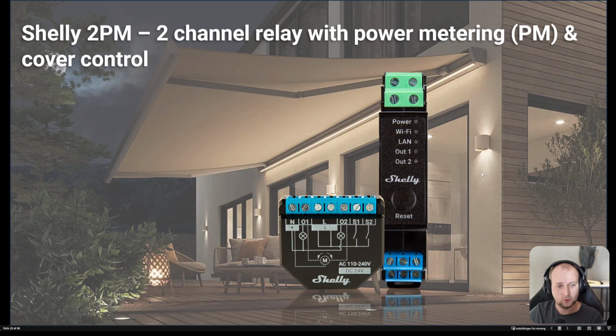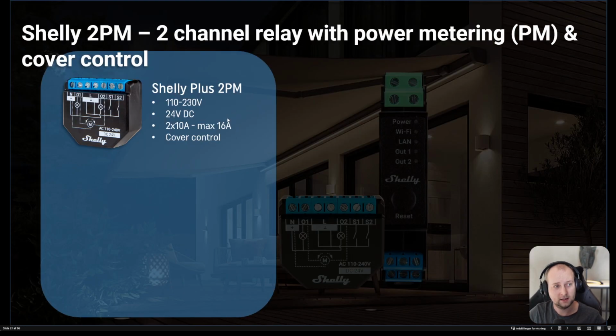Shelly 2 PM devices. We have two different devices here. They are the black ones, so you can see them on the camera right here. And we don't have any minis of this one because it's a two channel device. They have two built-in relays, and it's simply not possible to make it in the mini with two relays inside. The Shelly Plus 2 PM is this one, as shown here.